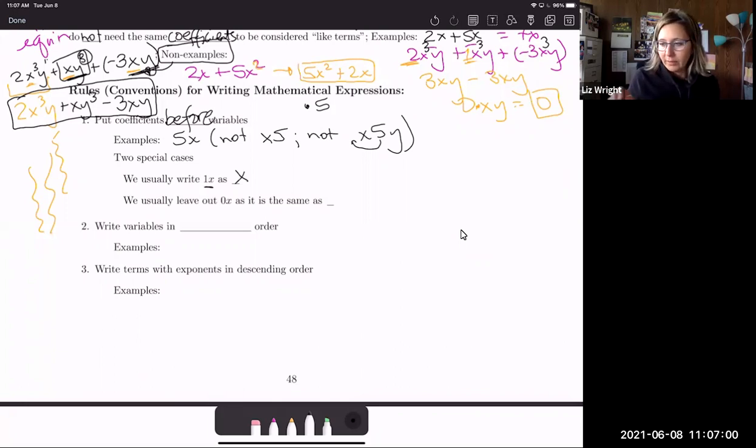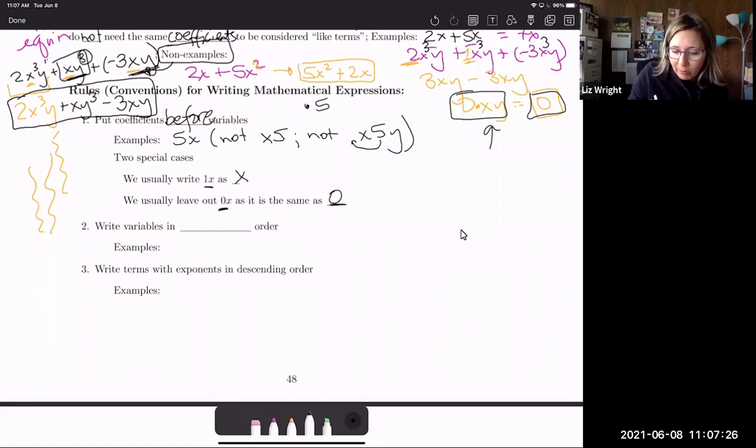The next one, you saw me do an example of it right here. We usually leave out 0x because it's just the same as 0. Again, if you left your answer like this, is that wrong? Absolutely not. It's 0xy. 0xy is the same as 0. So both of those are correct, but conventionally, we typically just write it as 0. Our second convention, we write variables in alphabetical order.